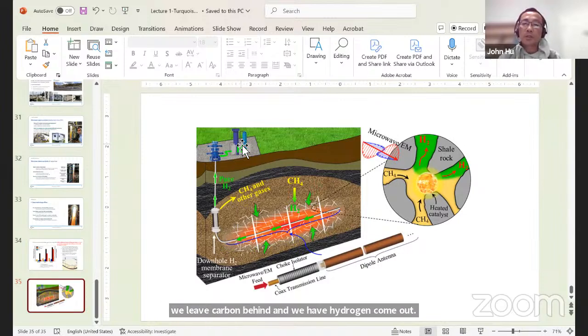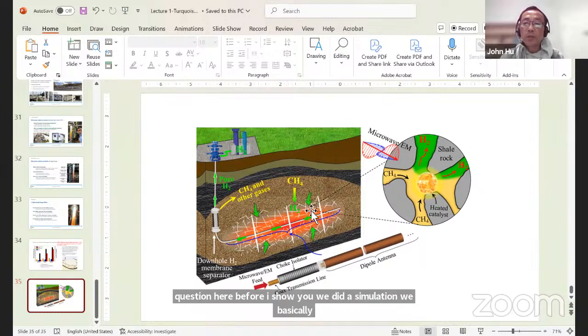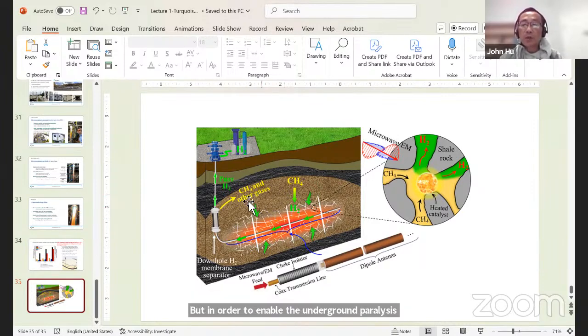Any questions here before I show you? We did a simulation. In order to enable the underground pyrolysis, you have to make sure the rock has a catalytic function, all right? And also that it is sensitive to the microwave we introduce underground. Two things have to happen. First, we should introduce a microwave underground. That has been done. Yes, you can do that. Microwave can be introduced underground.